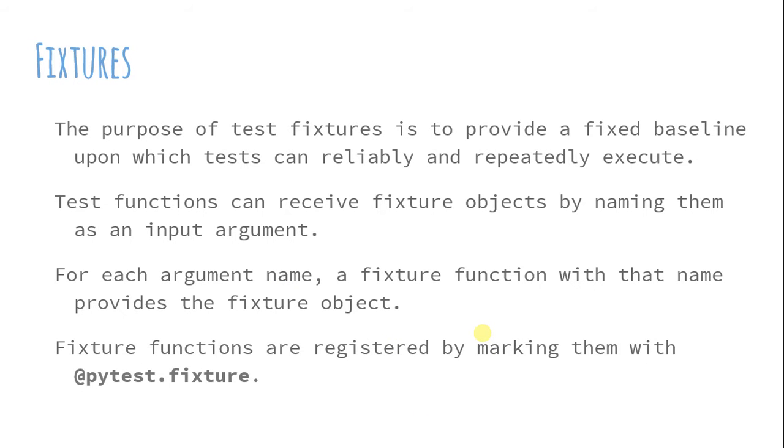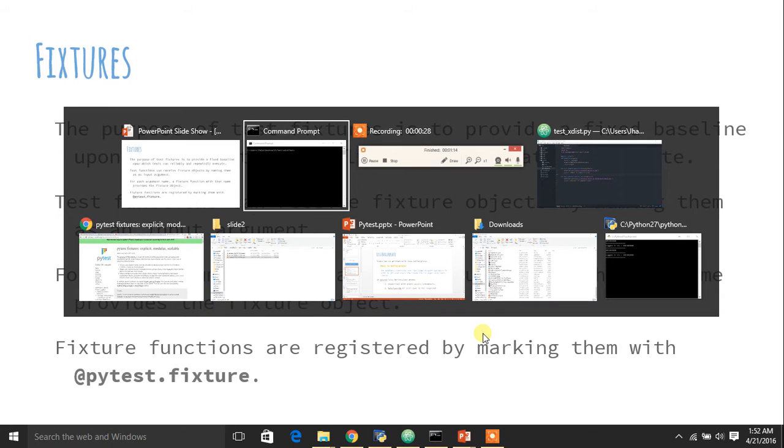Now let's see how fixtures work in Pytest. The purpose of test fixtures is to provide a fixed baseline upon which tests can reliably and repeatedly execute. Test functions can receive fixture objects by naming them as an input argument. For each argument name, a fixture function with that name provides a fixture object. The fixture functions are registered by marking them with the @pytest.fixture annotation. Now, what fixtures are, you'll basically understand using an example. So, let's go through an example.